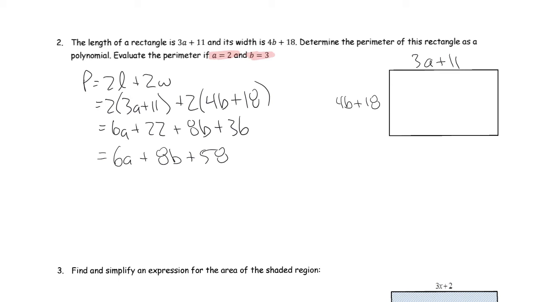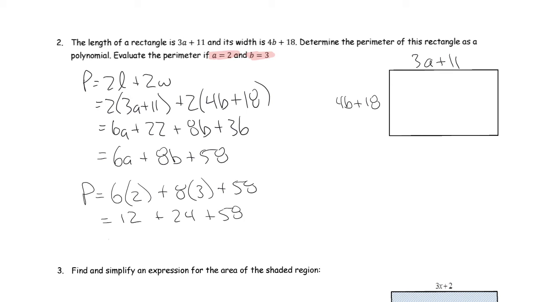So now what that means is we're going to do a substitution. I'm going to replace a with 2, and I'm going to replace b with 3. So that's going to be 12, 24, and then we've got the 58 there. Didn't do anything with the 58. And altogether, that's going to give me 94. Okay, so 94 units. I don't really have any other way of saying it. We weren't given any kind of units there. So just 94 units is going to be our perimeter.